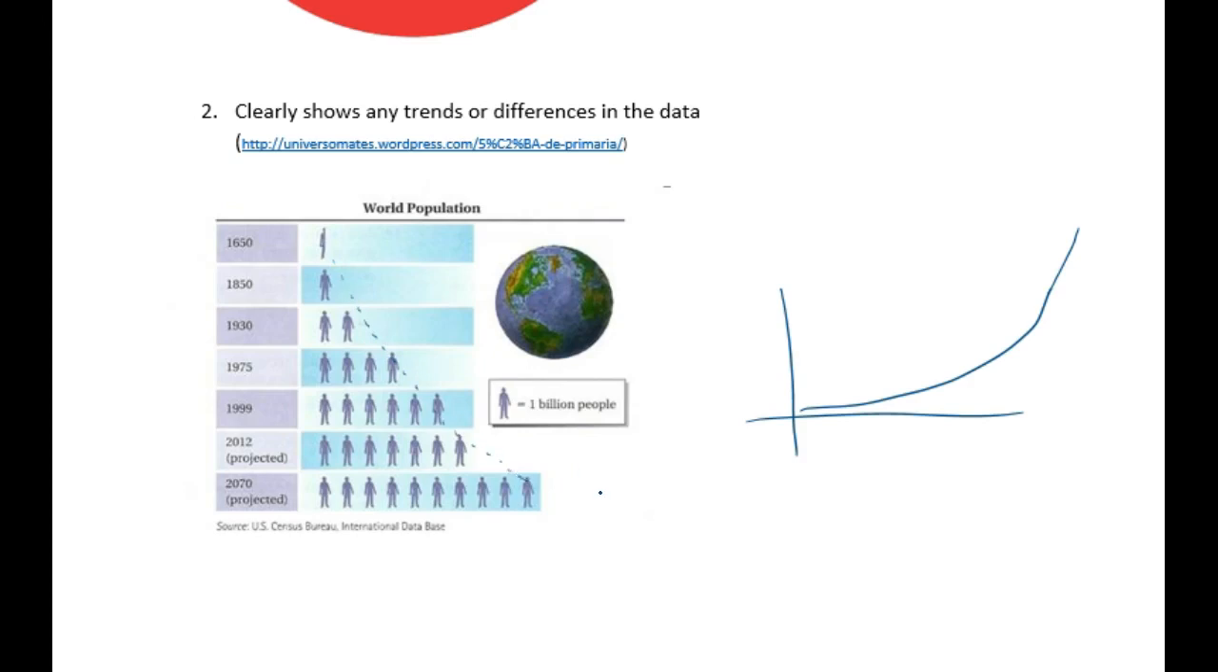You see a bit of a curve, but I would argue that using a pictograph where one person represents 1 billion people is not clearly showing the trend in the world population and how it's projected in 2070 to blow right up. So again, the graph is fine, it's labeled appropriately, but it needs to clearly show those differences, and this one might not be showing that. You might see it as a linear or gradual increase, depending on how you interpret the graph.